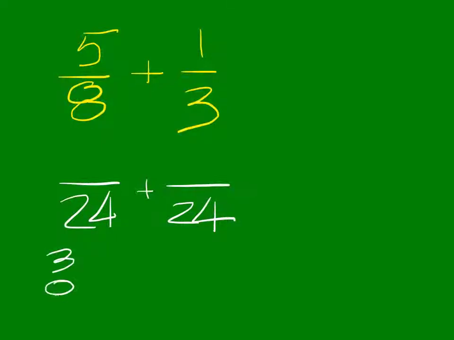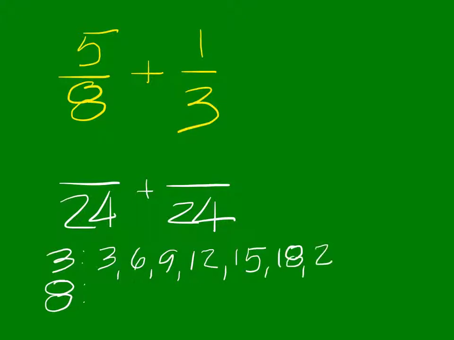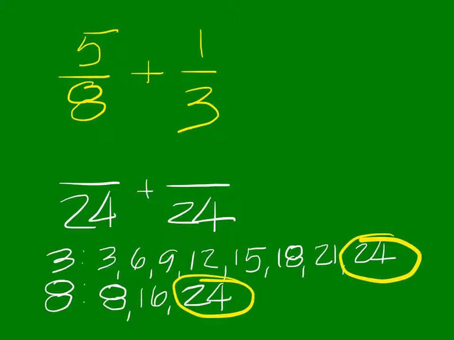You find the least common multiple of 3 and 8 by listing their multiples. So 3, 6, 9, 12, 15, 18, 21, 24, and then 8 is 8, 16, 24, and there it is. That's the lowest number they both have in common. So that's why we chose this and this.